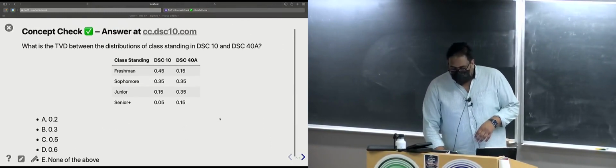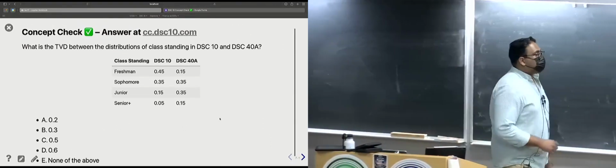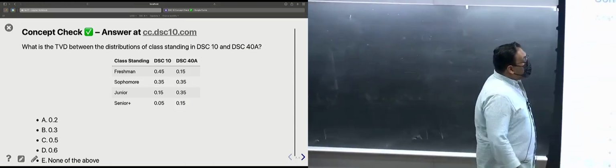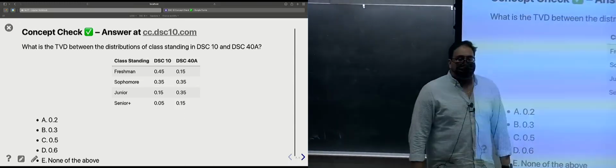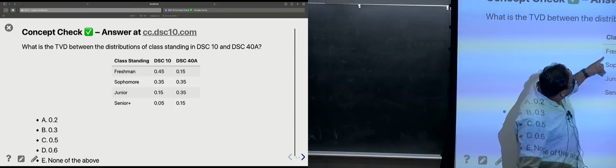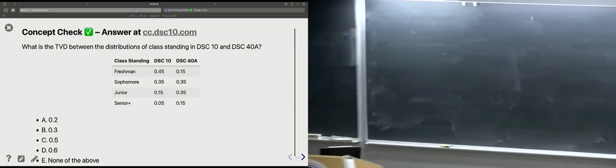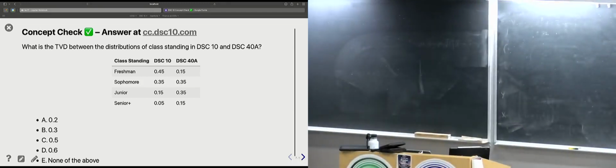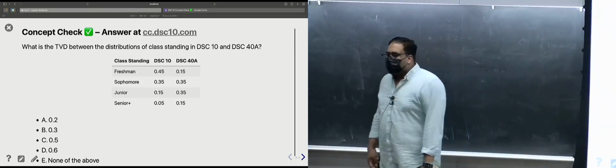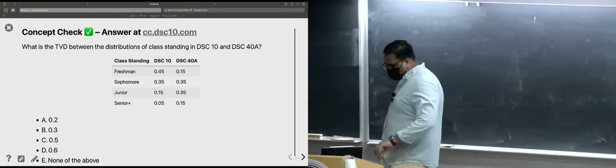Okay, so it's really important to be able to understand how this calculation is done. And so to get you familiarized with it, here's a question that I'll give you a minute or so to tackle. Here are 2 more categorical distributions. I know they're categorical distributions because for each category I have some proportion, and the proportions all add up to 1 in both columns. Calculate the TVD between these 2 distributions, and enter in your answer at cc.dsc10.com. Go for it.